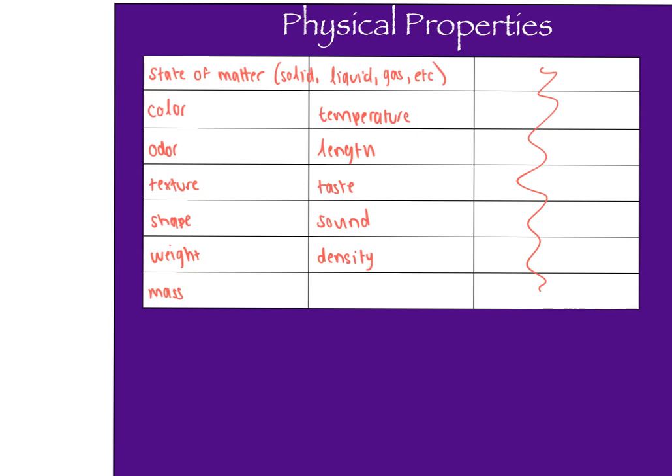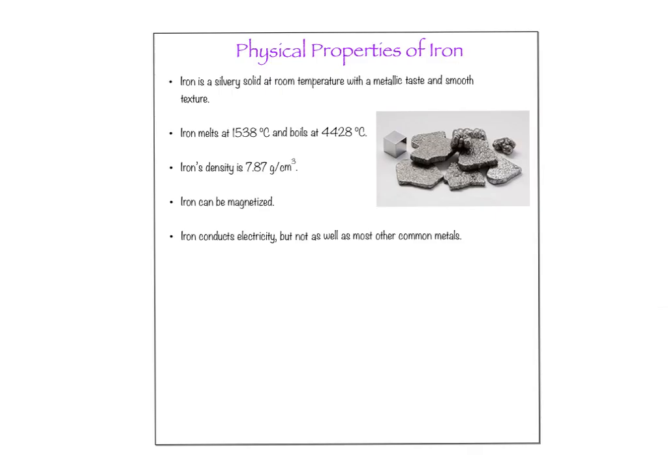A couple other things I can think of is melting point, the temperature it melts, or boiling point, the temperature it boils. Those are things that we can measure, and we don't actually have to do a chemical change to figure these things out.